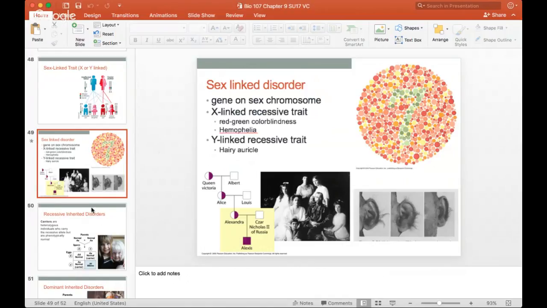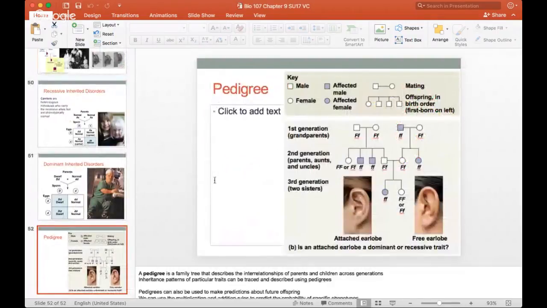We can use pedigrees. Okay? We can take text and convert it into pedigrees. We can then use pedigrees to figure out the genotypes. If you are going to figure out the genotypes by using a pedigree, go for the recessives first, okay?